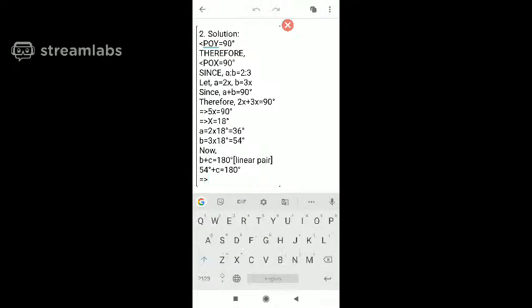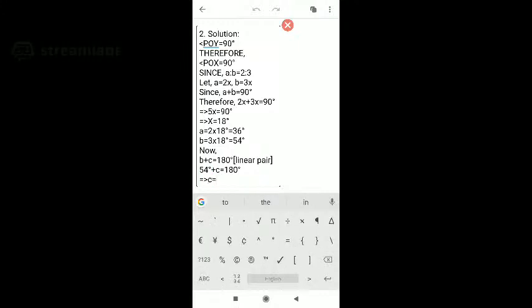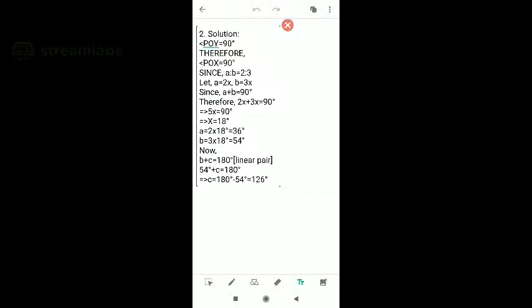So C value now we can find out. C is equal to 180 degree minus 54. So 180 degree minus 54 means how much? 126, I think. 126 degree. 10 minus 4 is 6, 7 minus 5 is 2. Yes, 126 degree. So value of C we have got. This is question number 2 answer.